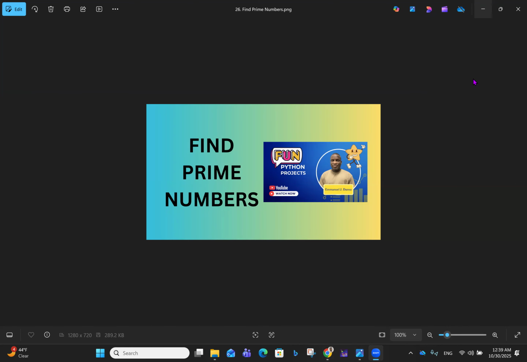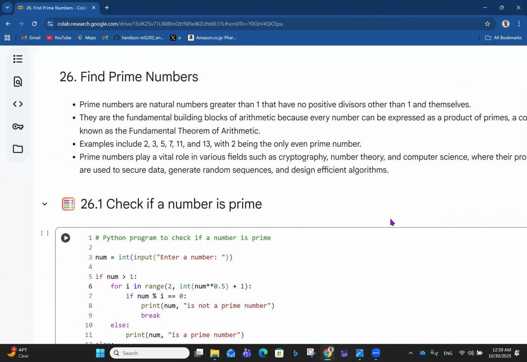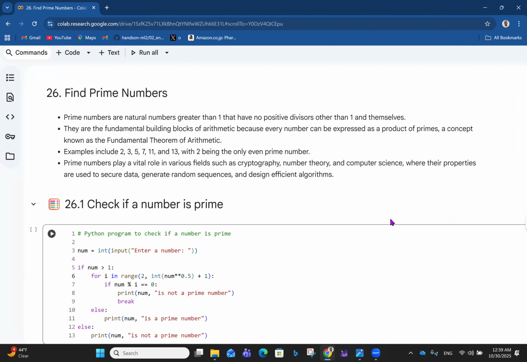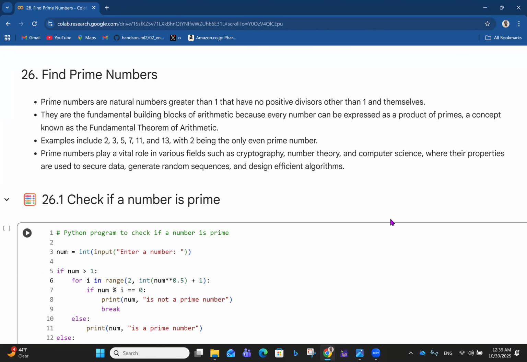In this video, we'll be looking at how to find prime numbers using Python code. And of course, if you're not new to math, you already have an idea of what prime numbers are. They are simply natural numbers that are greater than one, and they have no positive divisors other than one and themselves.